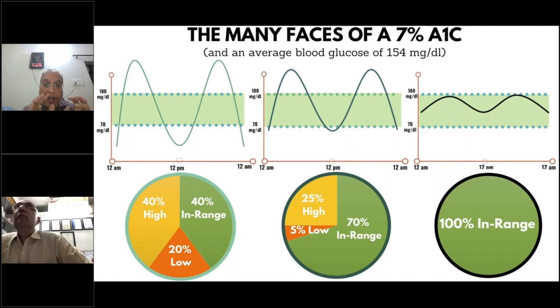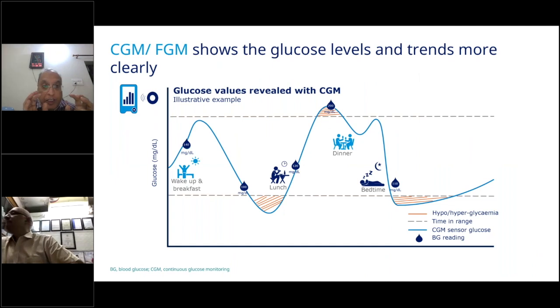So if we see only the 7% HbA1c, we are assured that the patient is on target. But in contrast, there is a gross difference between these 3 patients, and patient number 1 and patient number 2, as we are going to discuss, are at much higher risk of future macrovascular complications, in contrast to patient 3, where the patient is in range largely. So we will discuss what this is and how to measure time in range.